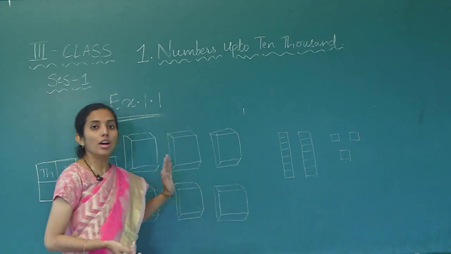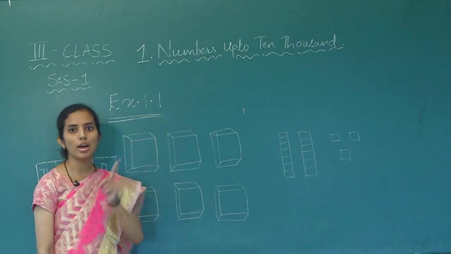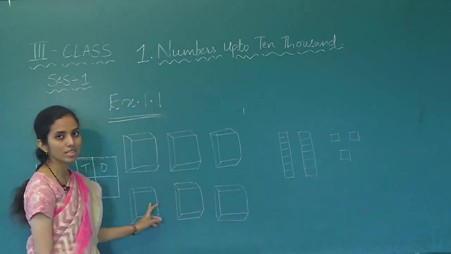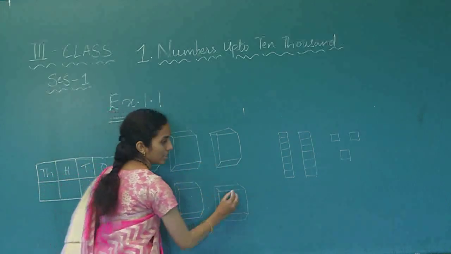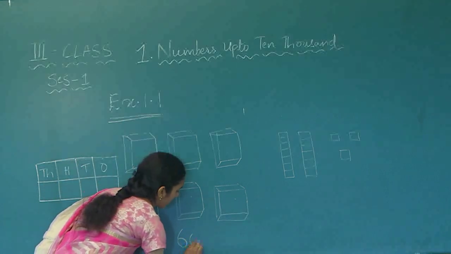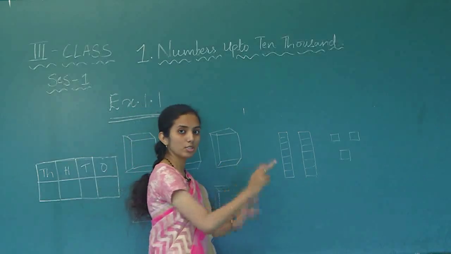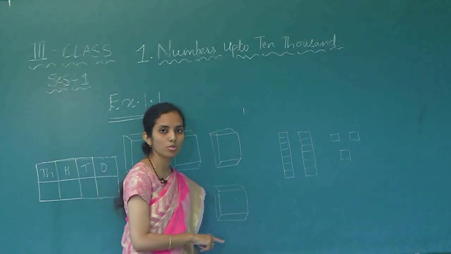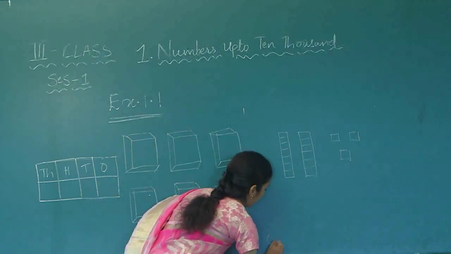So whenever we see boxes, what should we remember? Each box represents 1000. So, how many thousands are there here? 1, 2, 3, 4, 5, 6. So, 6 thousands are there. And hundreds, did he give us squares? No, there are no squares. That means hundreds place is 0.